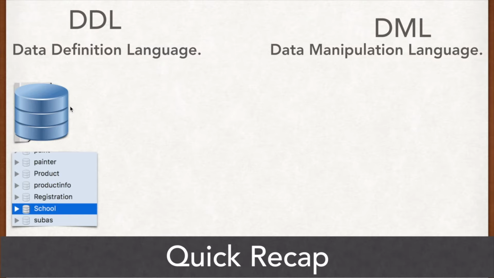So guys, do you remember the basic difference between a database and a schema? A database is just like a container, right? The main container. And schemas are just like folders, right? You can see I have multiple schemas right here: painter, product info, registration, school, Subhas. These are different schemas that I have. These are just like folders inside your computer, right? The school schema will contain different tables again.